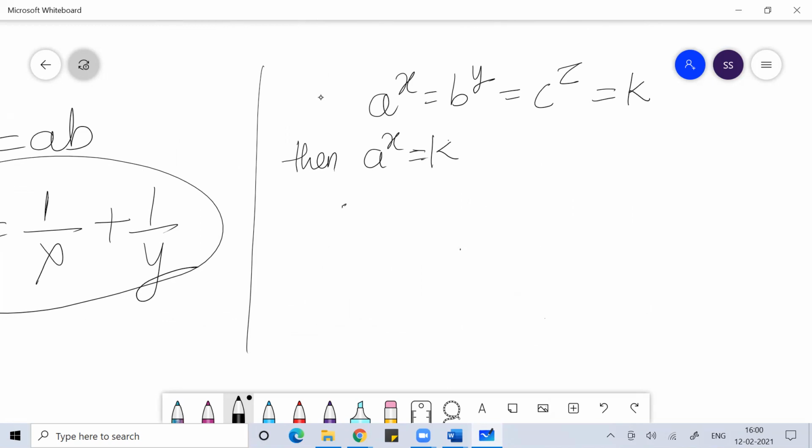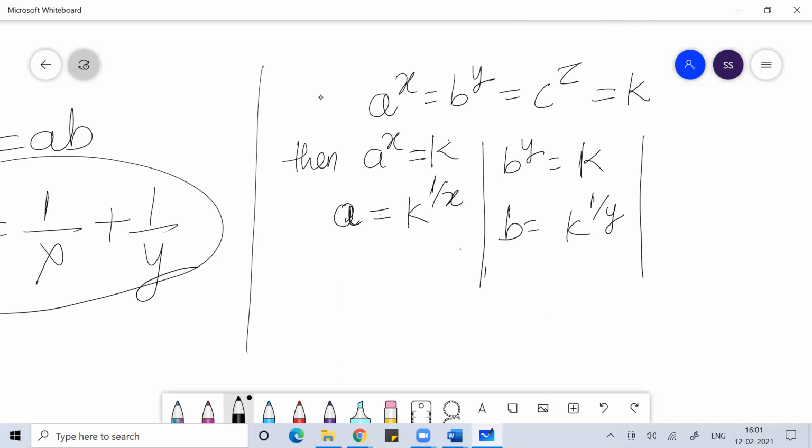So I can write a is equal to k to the power 1 by x. Similarly, b to the power y is equal to k, so I can write b is equal to k to the power 1 by y. Similarly, c to the power z is equal to k, so I can write c is equal to k to the power 1 by z.